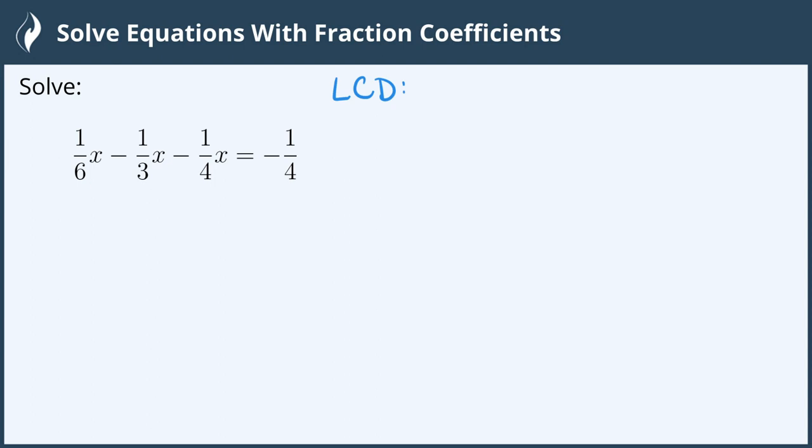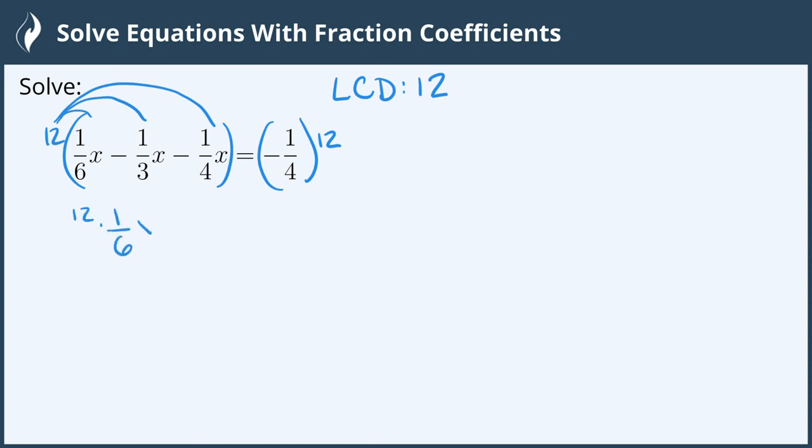The lowest common denominator for 3, 4, and 6 is 12. So we'll multiply it to both sides of the equation, 12 and 12. On the left side, we'll use the distributive property, which means that it is multiplied to every single term. So we get 12 times 1/6 x minus 12 times 1/3 x minus 12 times 1/4 x. And on the right-hand side, we have 12 times negative 1/4.